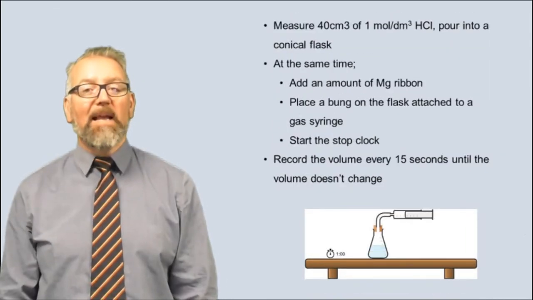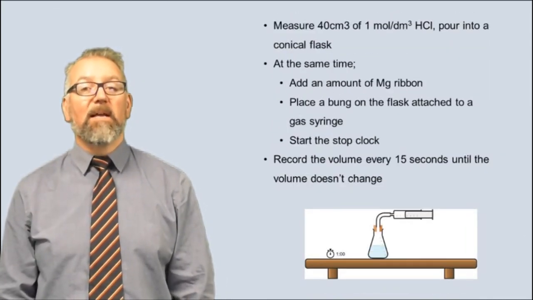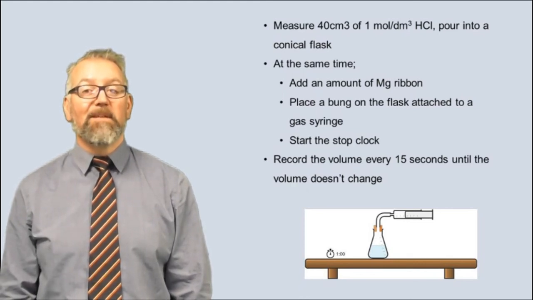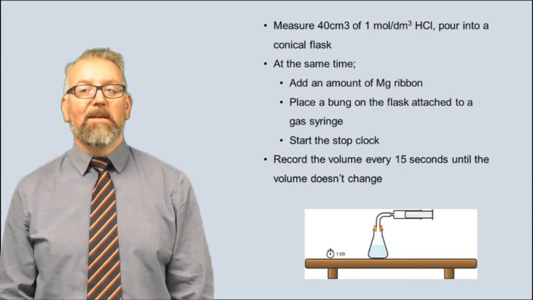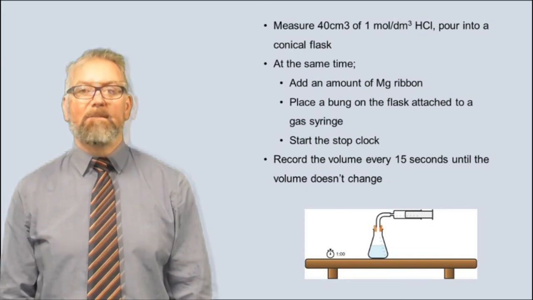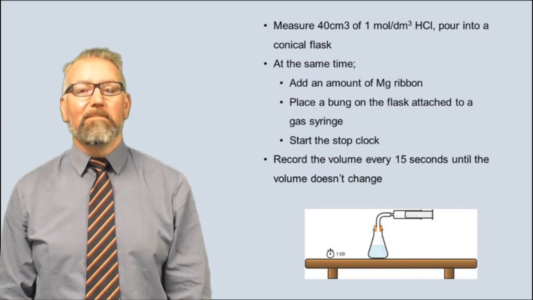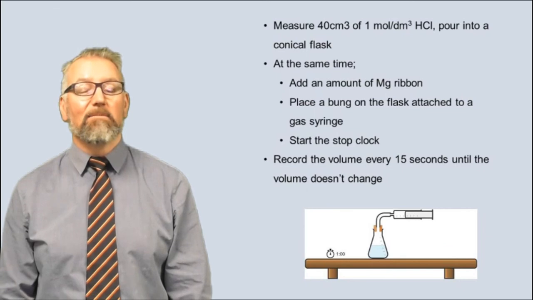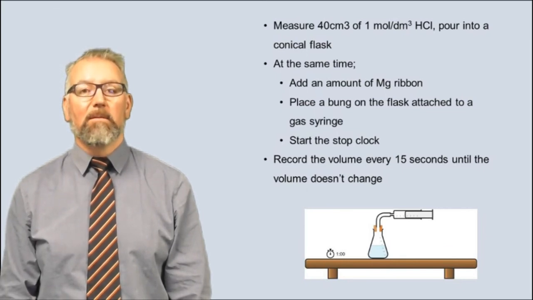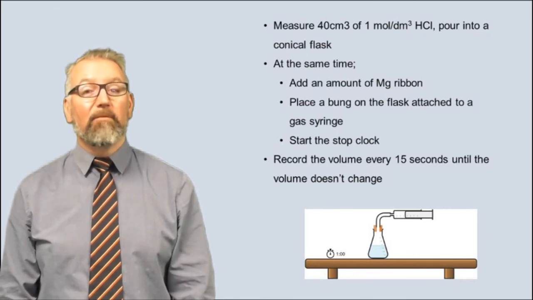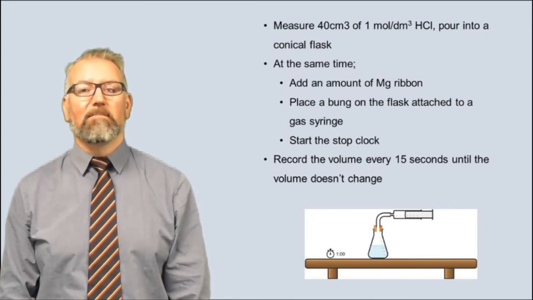The method for our second experiment looks at using 40 centimetre cubed of our 1 mole per decimetre cubed hydrochloric acid. We pour that into our conical flask. At the same time, we want to add our magnesium ribbon. We want to put the bung in our conical flask, attached to our gas syringe, and we want to start our stop clock. Now we will measure the gas volume every 15 seconds.